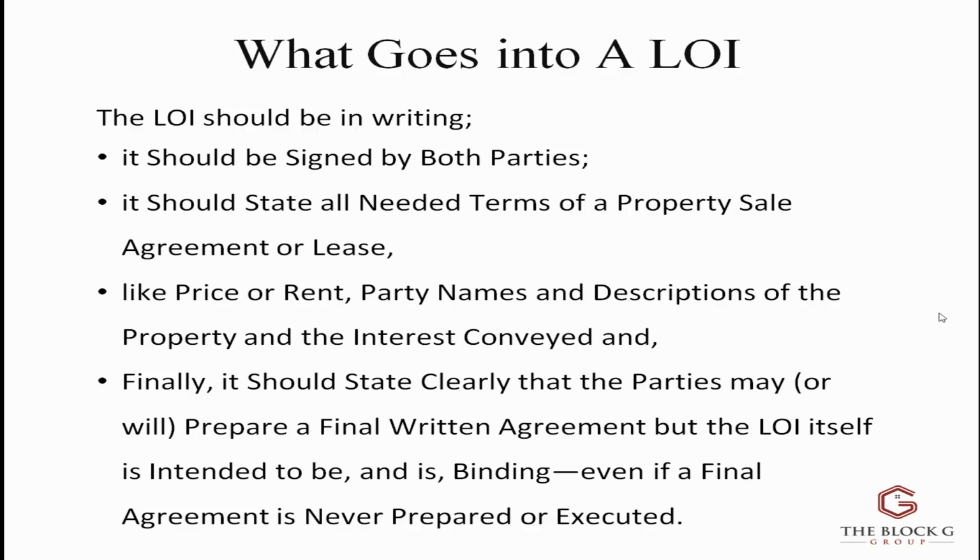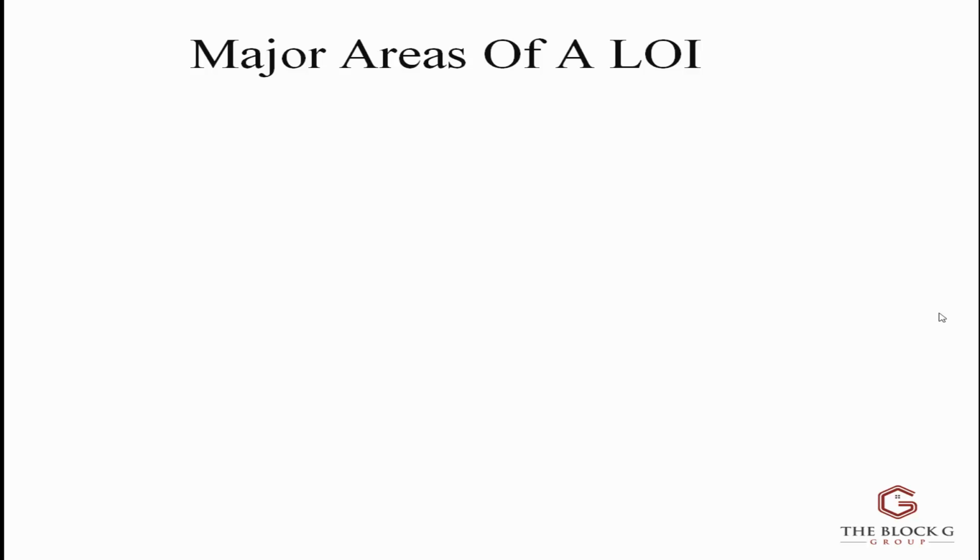But again, these are things that you need to talk to your attorney about, okay? I'm just giving you little tips that we've used that have helped us, right? What are the major areas of an LOI? And again, your attorney's going to know this. You can go online and Google LOI templates and get a good feel for what should be in there.